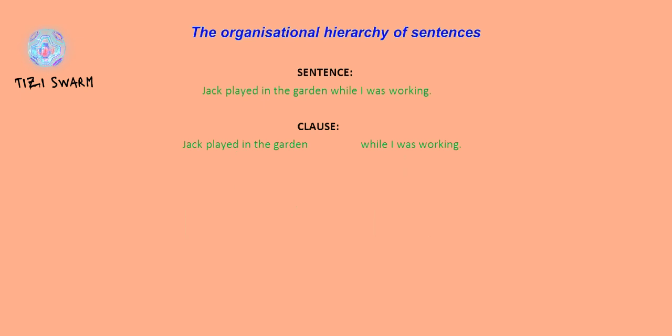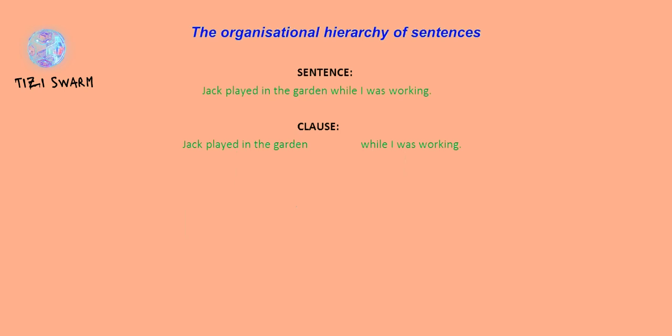Sentences can just be made up of one clause. So for example, we could just finish at Jack played in the garden. That's a sentence, it's grammatically correct, and that consists of just one clause, so that would be known as a simple sentence. If we have more than one clause, then it's known as a multiple sentence. Okay, so that's the first level that we can sort of break sentences down into.